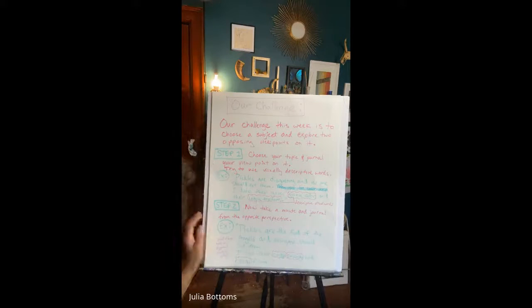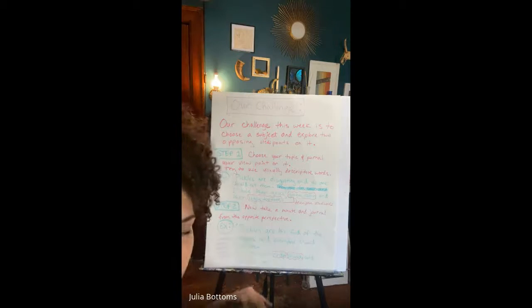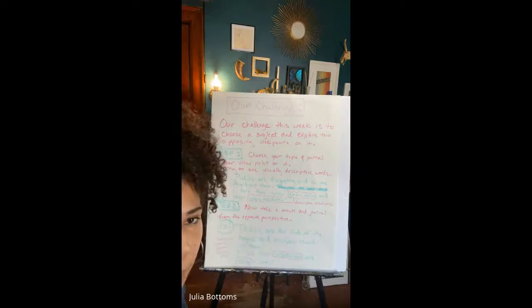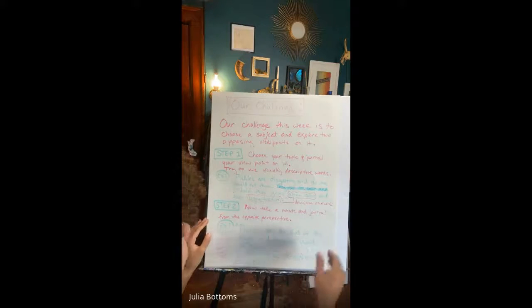Now for step two, what you're going to want to do is take that opposite perspective and journal about that. So for example, we'd say pickles are the food of angels and everyone should eat them. I love their crisp crunch and tangy flavor. So from there, I just journaled some of the things about them that are good. Again, it's just a silly example, but I feel like it's a good one to help you get into that mindset.